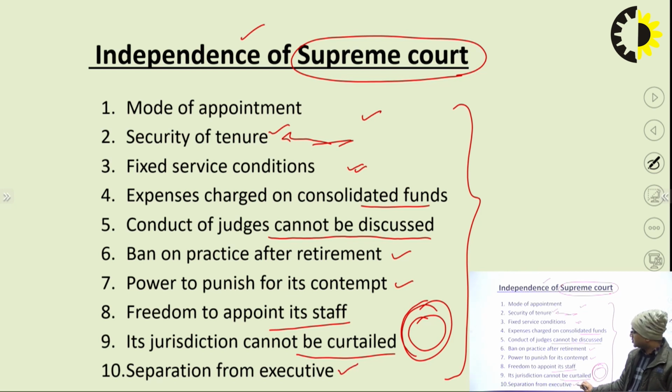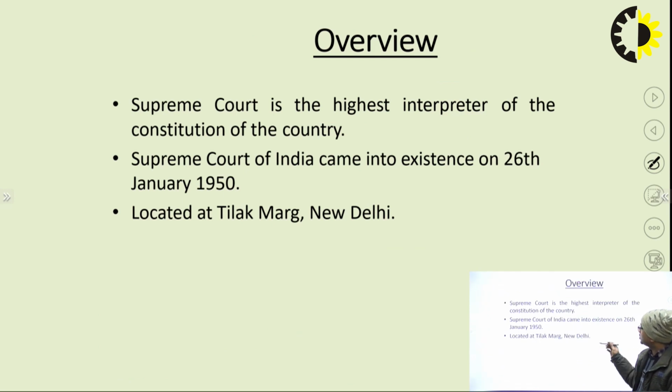And separation from the executive, to avoid undue influence, because in our parliamentary system we find that the executive has more power. So in case the judiciary becomes dependent upon the executive, then the executive may take undue advantage of the judges. Then if we talk about the overview of the Supreme Court, it is the highest interpreter of the constitution of the country. We know that we have a very big constitution, and there is a high possibility that in a certain section things are not very clear. So at the time of any confusion, who will interpret? That is our Supreme Court, the supreme authority of the judiciary, which is given power to interpret at the time of any conflict or confusion.